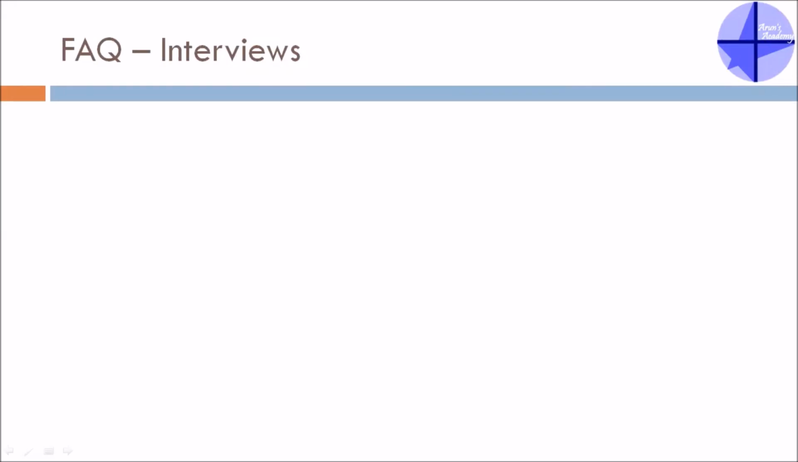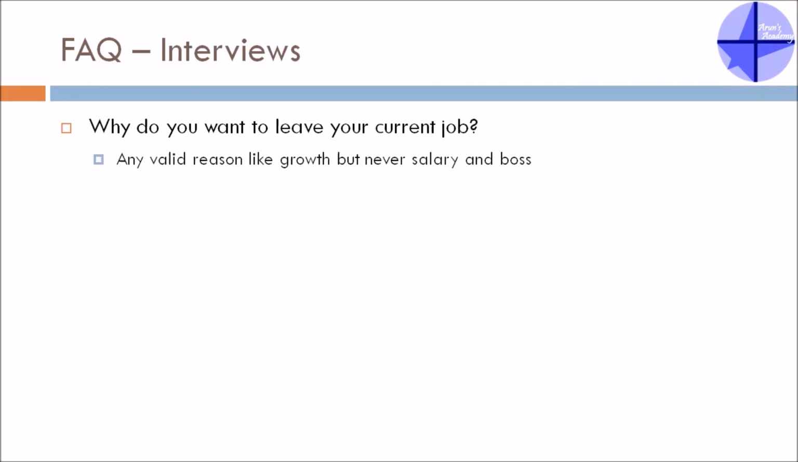4. Why do you want to leave your current job? This question will surely be asked if you are changing your job. You may give any valid reason like growth, learning opportunity, etc., but never salary and boss. If you give reasons of salary, HR may think you will leave this job as well for a little hike in salary. If you give the reason of your boss, there is no guarantee that you will get any different manager in the new company as well.